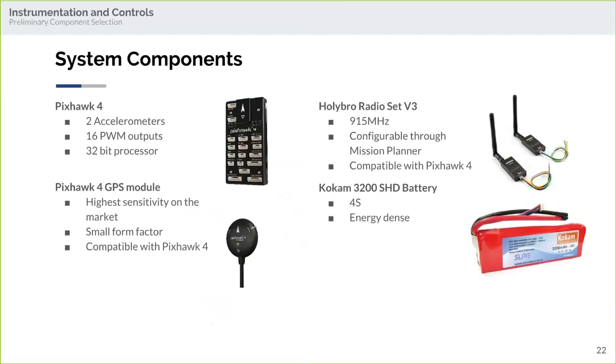It simply has the highest sensitivity on the market that we could find. It has a small form factor, and it's directly compatible with the Pixhawk 4, which saves us time and energy trying to get these systems to interact with each other. And a little bit more on our battery. It's a 4-cell LiPo, which, since our motor is a 4S motor, is the proper voltage that we need to supply it, and it's very energy dense, which is great for endurance flying.